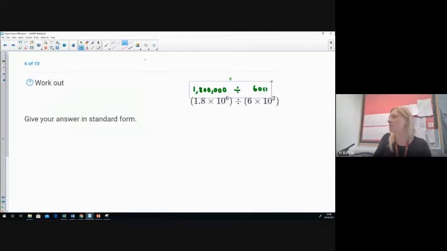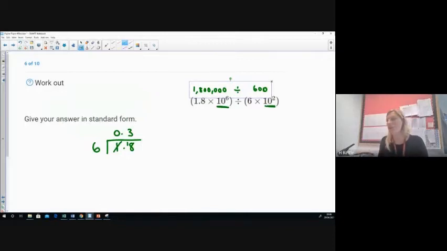There's going to be a much easier way to do it, and that's going to be to keep it in standard form. We know that the digits aren't going to change, so we're going to do 1.8 divided by 6. Now, if you want, you can use your bus stop method or use a calculator. 1.8 divided by 6 is 0.3. And then we know that when we have 10 to the power of 6 divided by 10 to the power of 2, we subtract the powers.